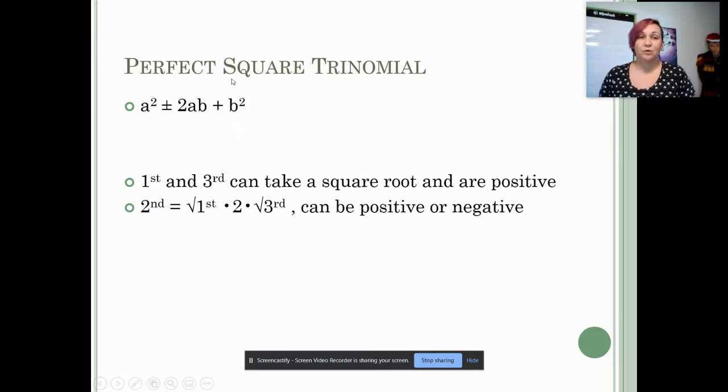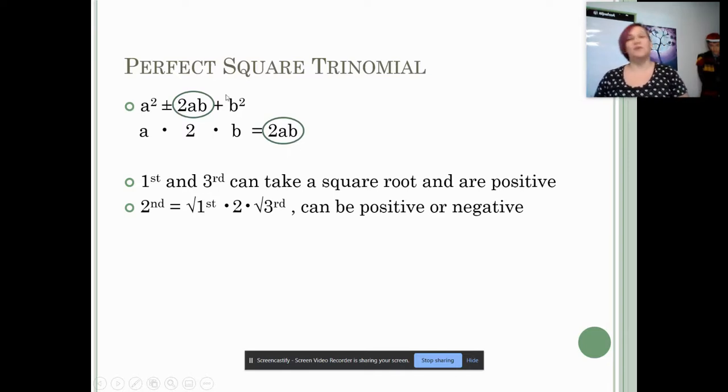If I'm looking at this example, this is a very generic example, I could say, the square root of a squared is a, and the square root of b squared is b. And if I do a times 2 times b, I get the same thing as what was in the middle. So this is how we kind of check for perfect square trinomials. We take the square root of the first term, the square root of the last term. We always multiply by a 2 in the middle. And if we multiply those 3 things together and it matches, then we say this is a perfect square trinomial.